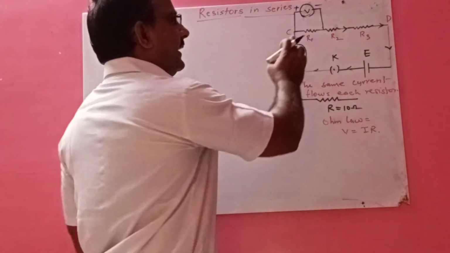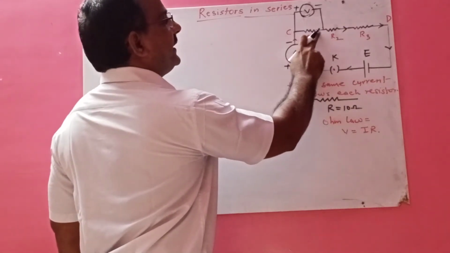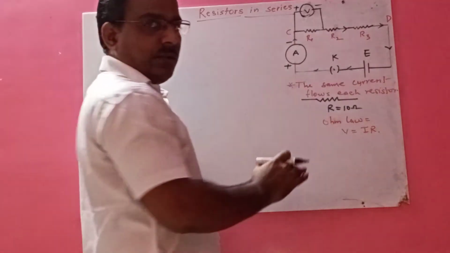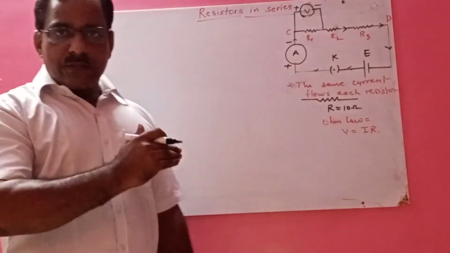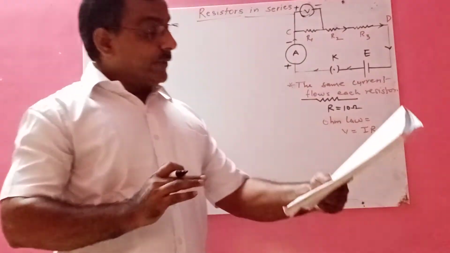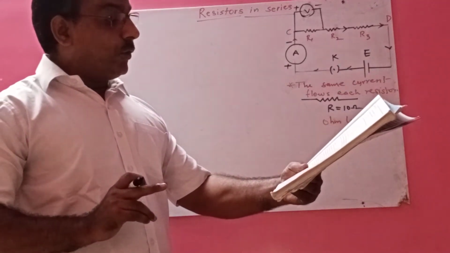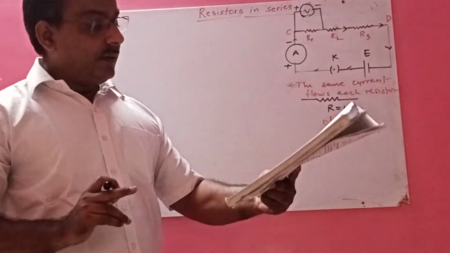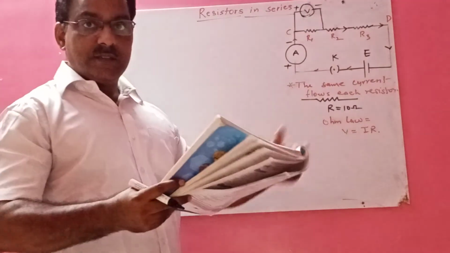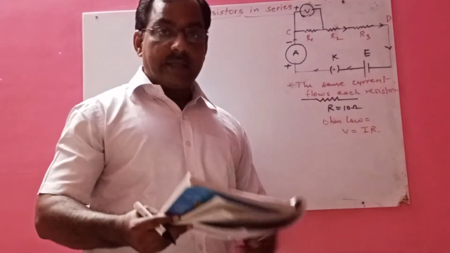The resistors are connected one after another. Means the second end of this resistor and the first end of this resistor, these two are connected like that here in a single line. That is why this combination is called a resistor in series. Okay, so here you can see that the ends of the 3 resistors are connected so that they follow one after the other in a single line. The current follows one after another in a single line. This is the meaning of resistor in series. These resistors are said to be connected in series.